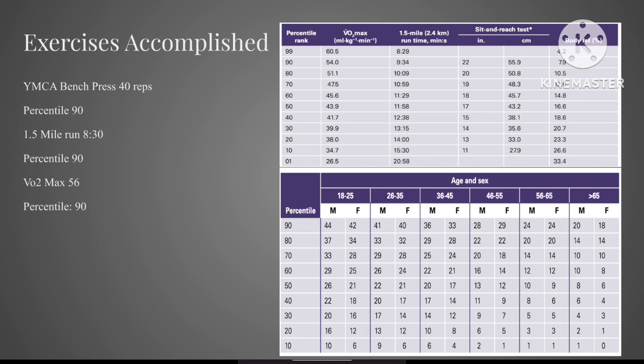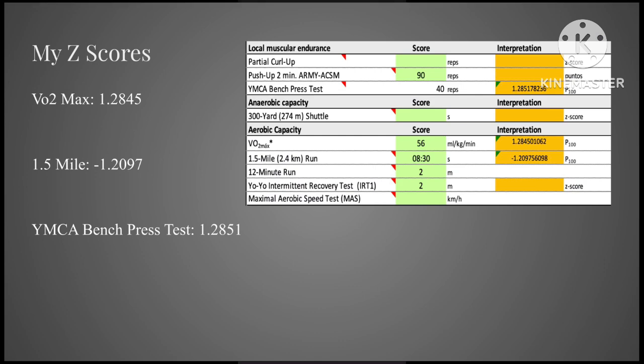I plugged in my z-scores onto the Excel sheet that Dr. Hall gave us. And for my VO2 max, it came out to 1.28. I as well plugged in my z-score for my 1.5 mile run. I got negative 1.20. And lastly, I plugged in the information that was needed for my YMCA bench press test. That one, I got a z-score of 1.285.